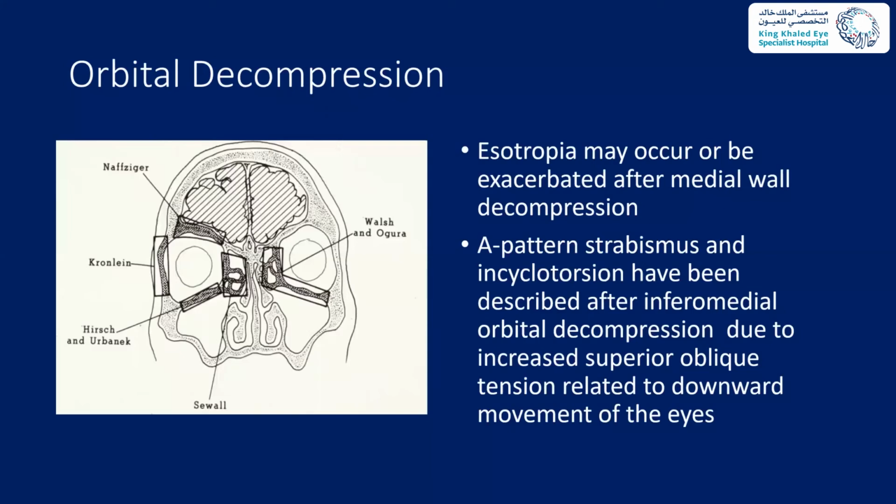So you have to be careful recessing the inferior rectus in the latter case, as you may worsen the excyclotorsion and A-pattern and may need to consider recessing the superior oblique tendon in these cases.